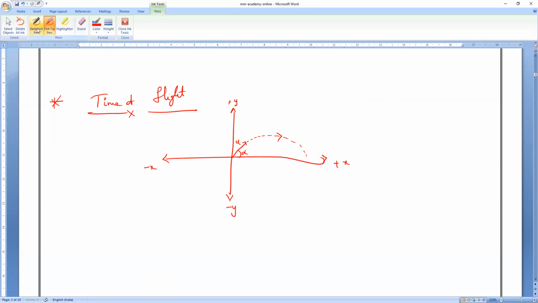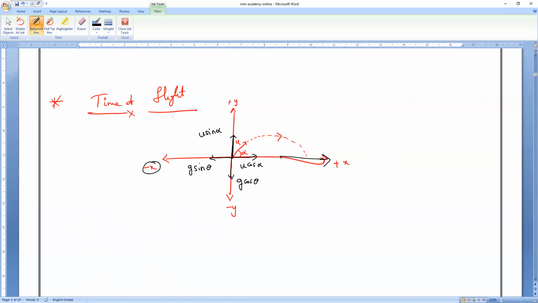In the x-axis, what is the initial velocity? u cos alpha. And in the y direction, the initial velocity is u sin alpha. The acceleration in the y direction is g cos theta, and in the x direction it is g sin theta. Already it is minus x, that is why I'm not writing minus. But when you derive the formula, you should take minus. Understand? You should remember that.